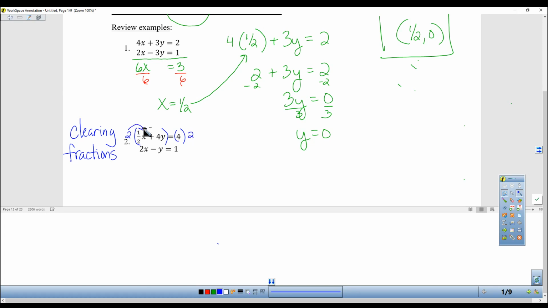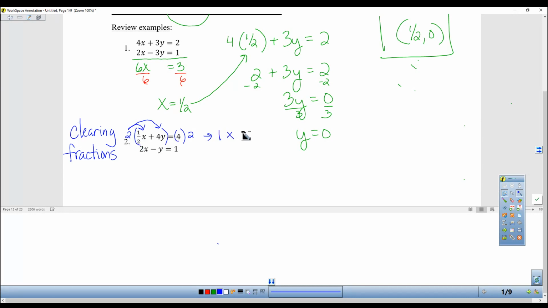Don't forget that on this side, that 2 has to be distributed to both things. Proper notation is going to be very important to me. So I will use proper notation on these videos, and you need to make sure that you're copying it down correctly and then also using that same notation in your homework. So 2 times 1/2 is 1.